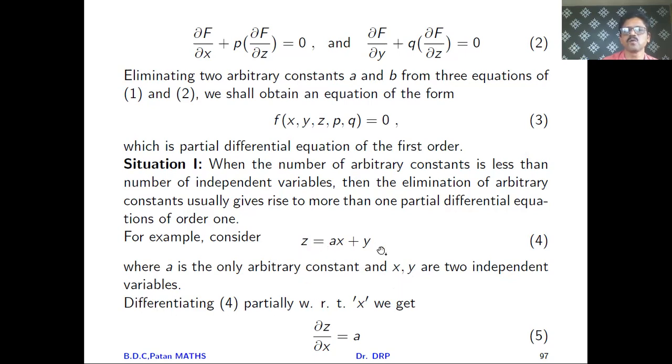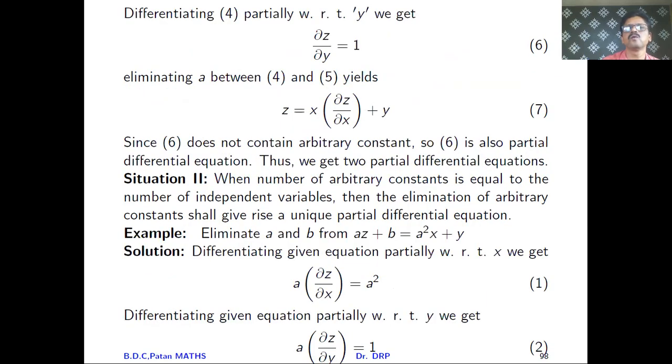So differentiating equation 4 partially with respect to x, we get delta z by delta x equal to a. And if we differentiate this partially with respect to y, it gives delta z by delta y equal to 1. Eliminating a from 4 and 5, we get this as a required equation. But we have obtained here q equal to 1, which is also a partial differential equation. Since 6 does not contain an arbitrary constant, 6 is also a partial differential equation.